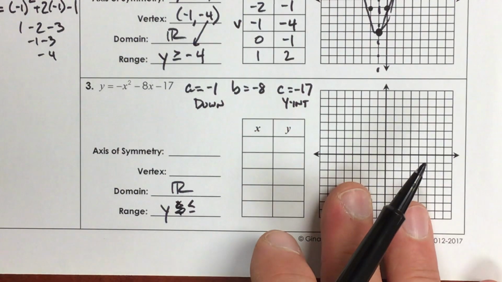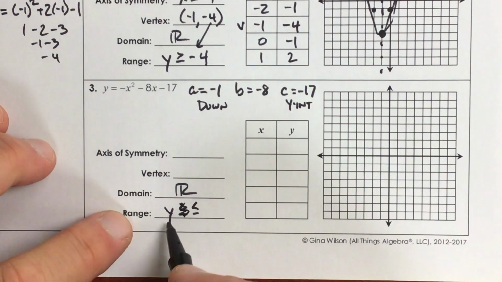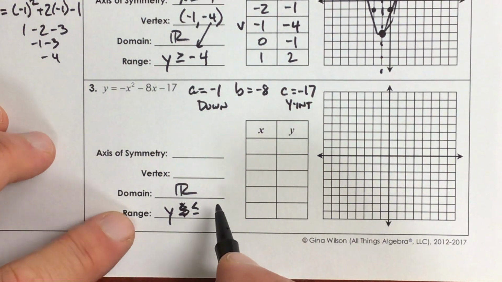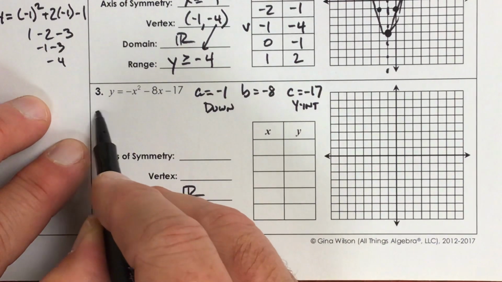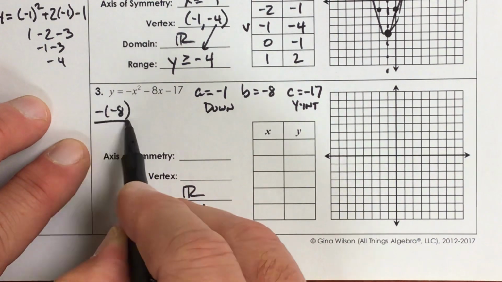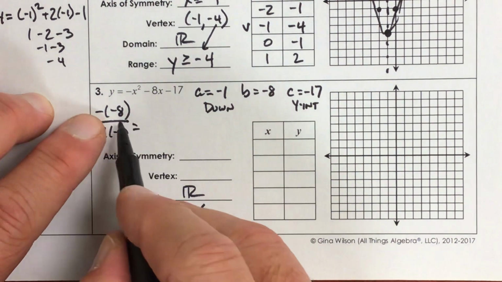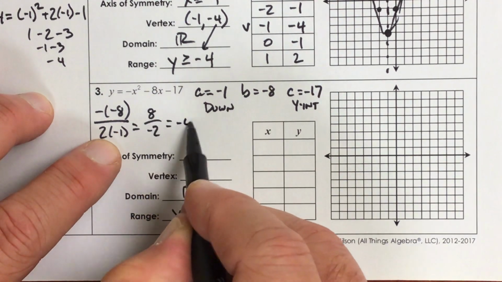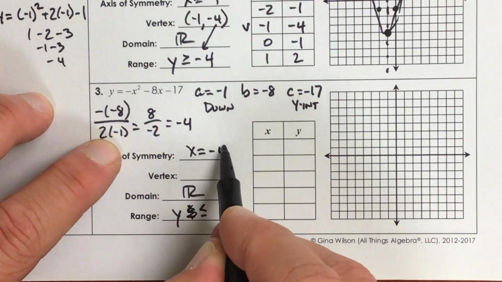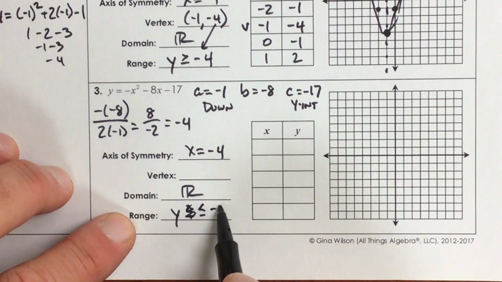So coming back to number 3 here, we know that it opens down, so that means we're going to have a maximum, so the y can't be greater than whatever it is. Let's take a look at the axis of symmetry. So the opposite of negative 8 over 2 times negative 1. Opposite of negative is positive. 2 times negative 1 is negative, so this is negative 4. So x equals negative 4. So that means the range is less than negative 4.